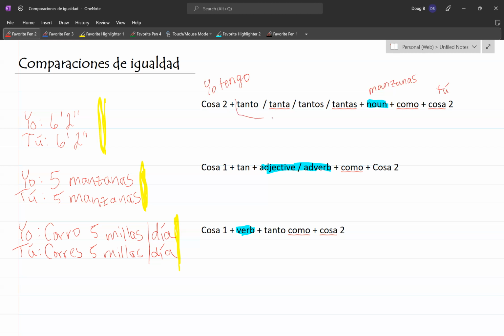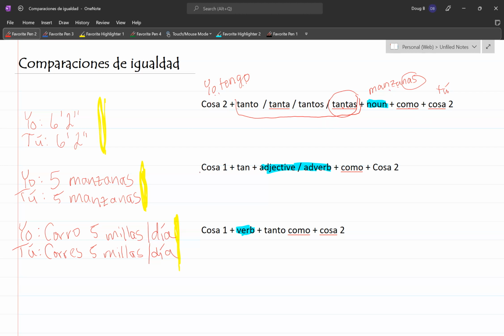When we're comparing nouns, we have 4 different options. We can say tanto, tanta, tantos, or tantas. So we're going to look at manzanas. Here we know this is feminine and plural, so we're going to select tantas. So yo tengo tantas manzanas como tú. I have as many apples as you. Almost word for word, it works the same as English.